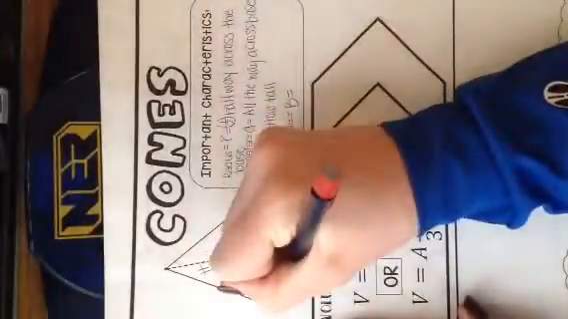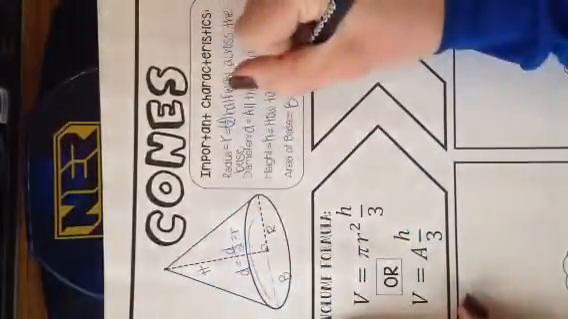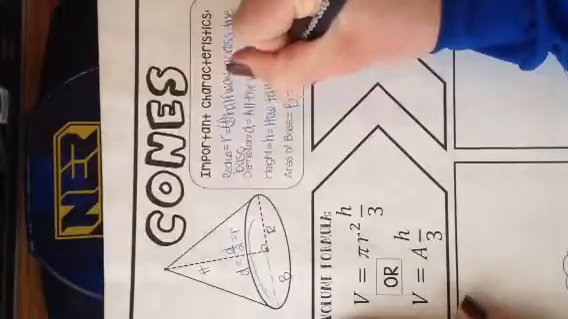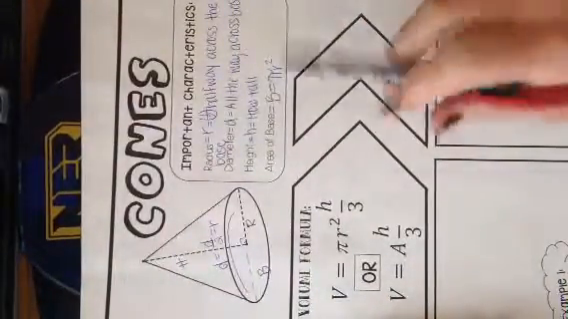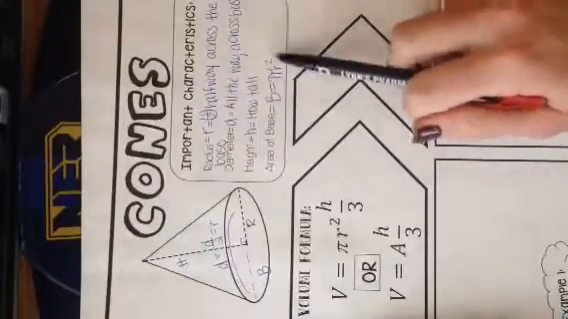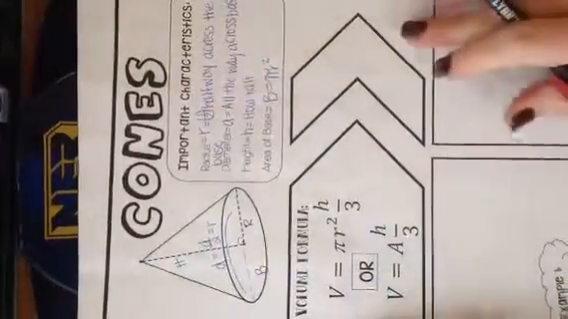All right, so this right here, we're going to just put a B here, and we know that that is represented by pi r squared. So anytime you see the B, so if it says volume is B times h, then that means we need pi r squared times h, which would be your height.